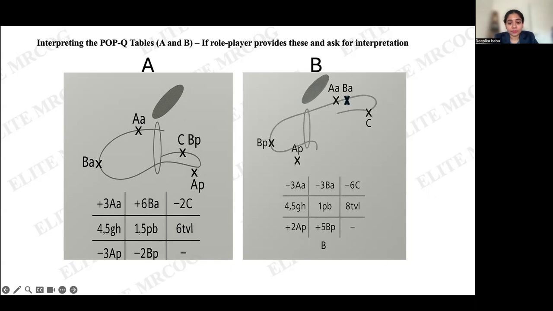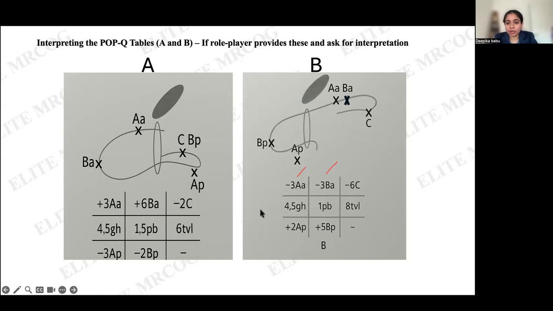Ma'am, could you please explain the B slide again? Okay. If you look at the anterior compartment, it says A anterior is -3, B anterior is -3. They're all in the normal location, correct? So that's not the prolapse we are dealing with.